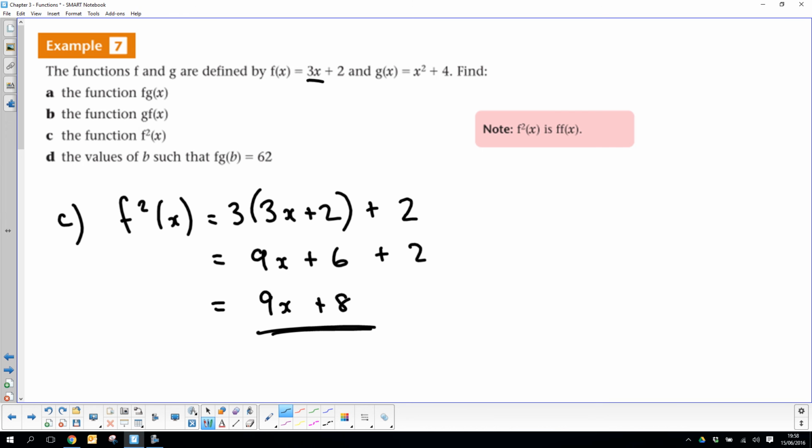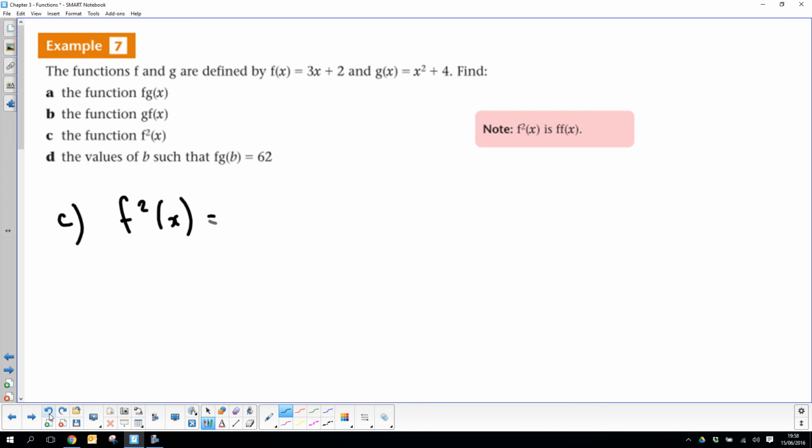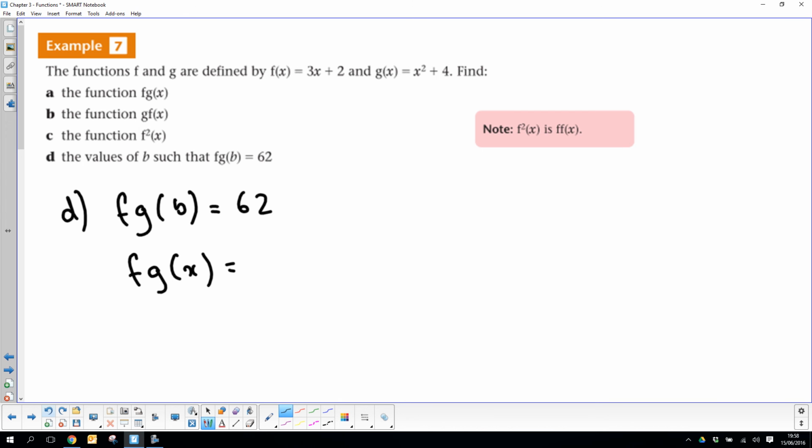And finally, what have we got now? It then says find the values of b such that fg of b equals 62. So let's have a look at that. And part D, fg of b equals 62. Now, in order to solve this, we need to know what fg of x is. So fg of x is the first one we did, and that was 3x squared plus 14, and we'd simplified it. So fg of x is 3x squared plus 14.